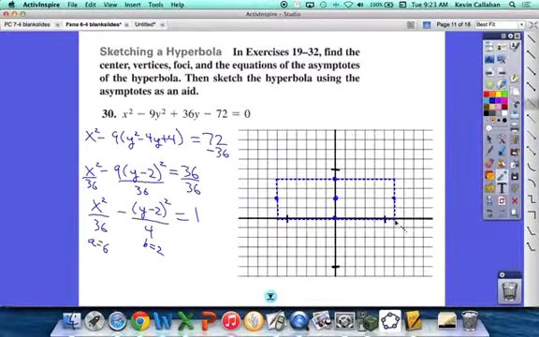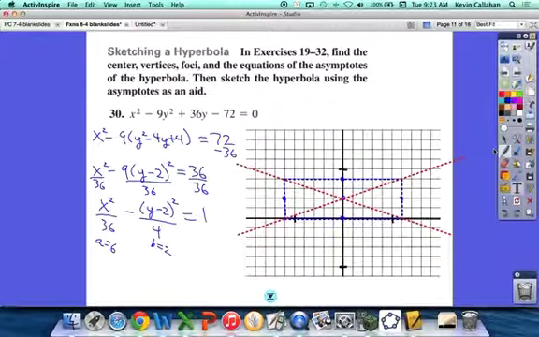So you can get colored pencils and do all this. Have so much fun. Drawing your diagonals. And then sketch your graph. Blue.